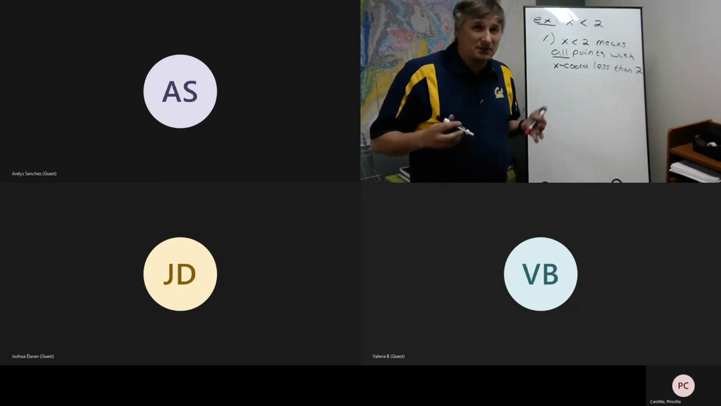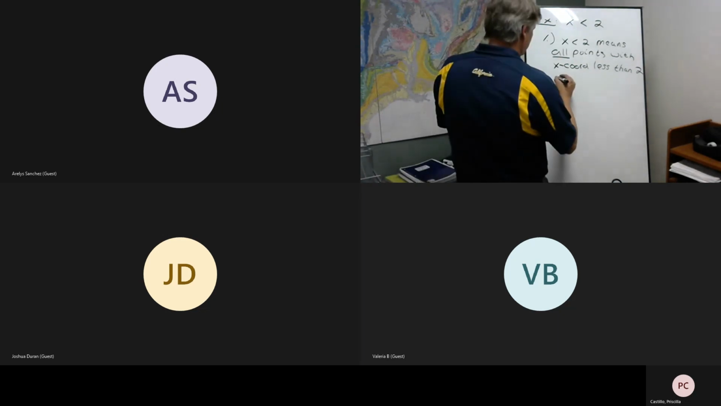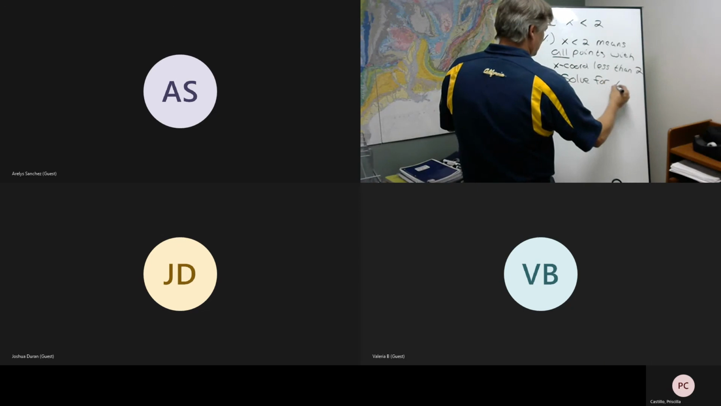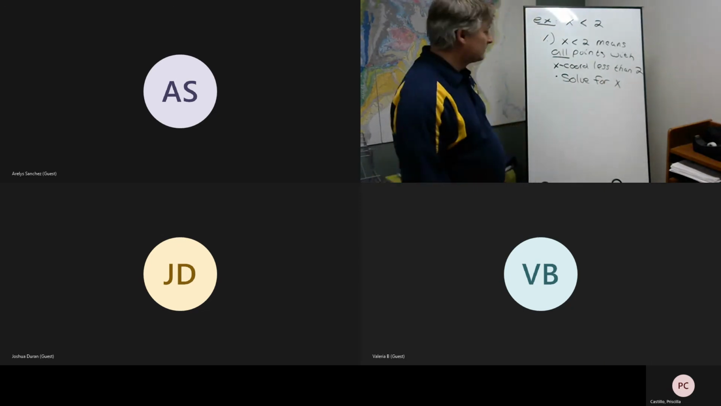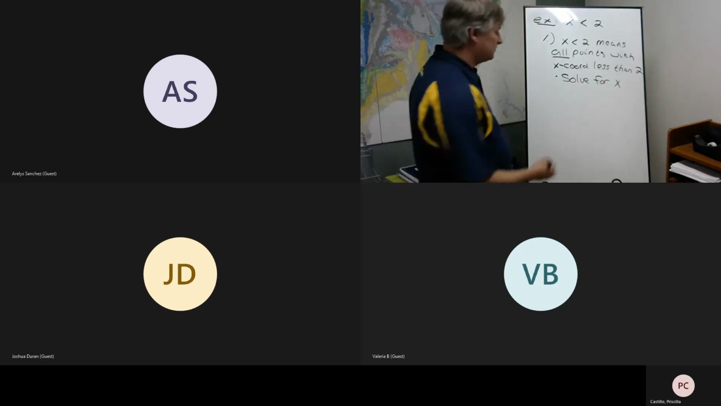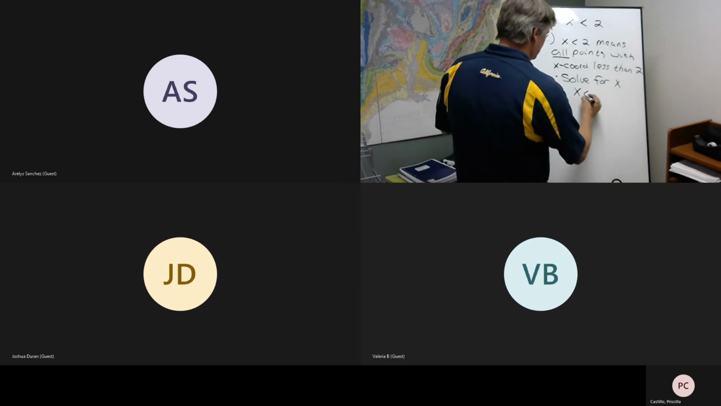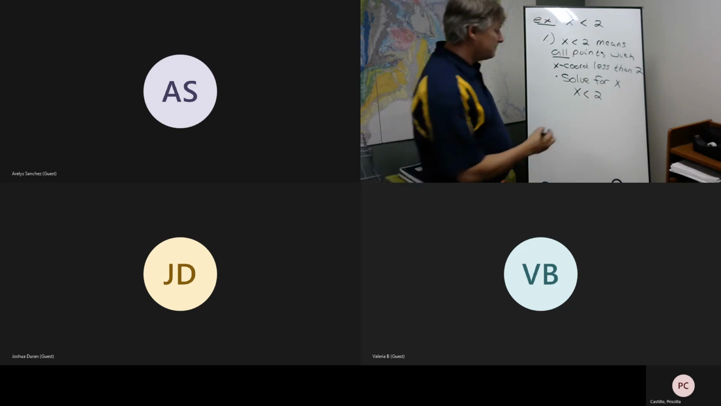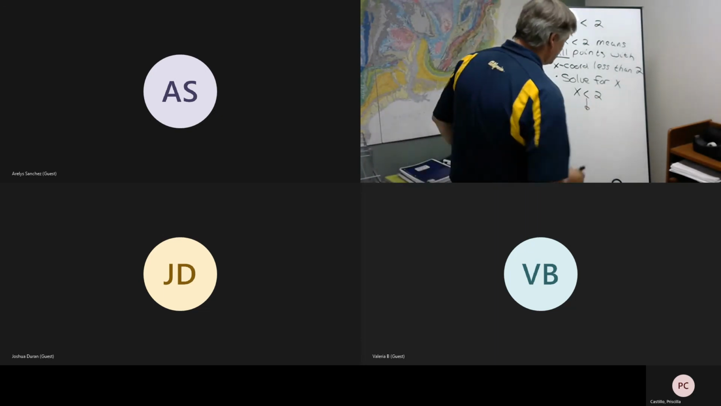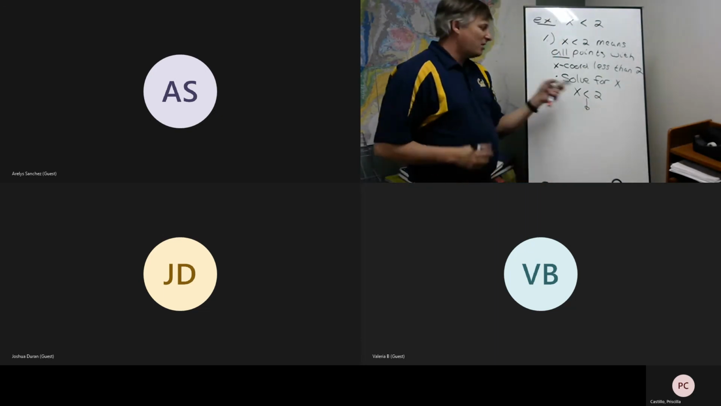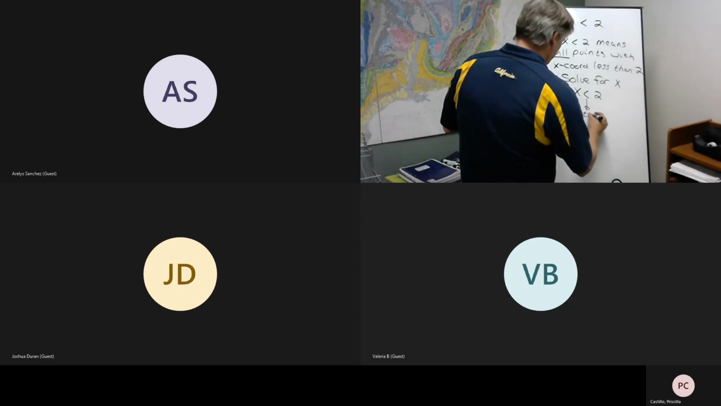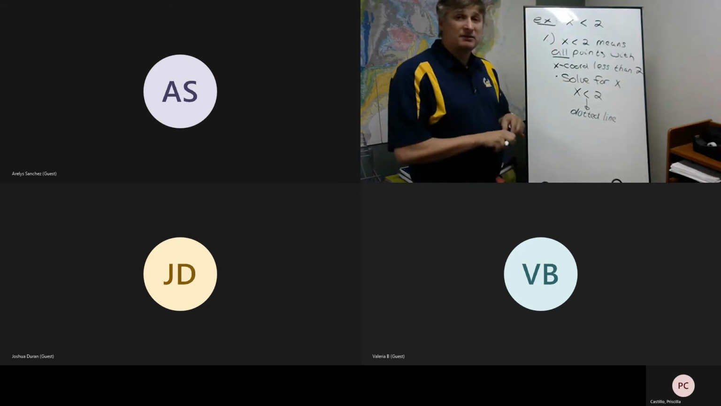So for this special case, again, we solve for x. It's the only variable there. Well, that's already done for us. We've got x less than 2. But we're going to make a note: because it's a hard less than, we're going to have a dotted line.